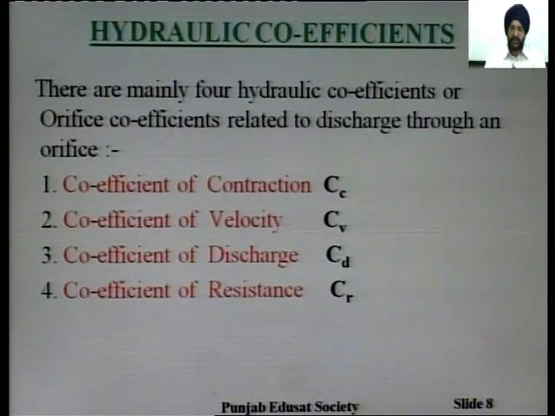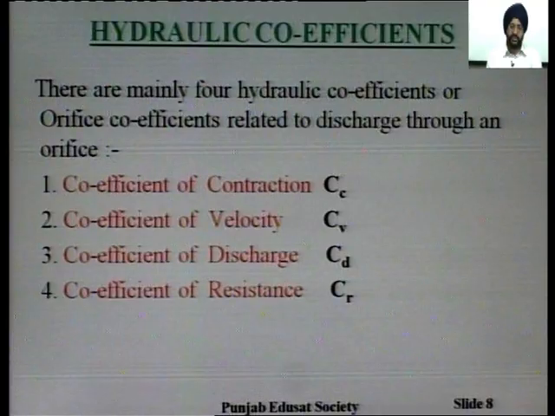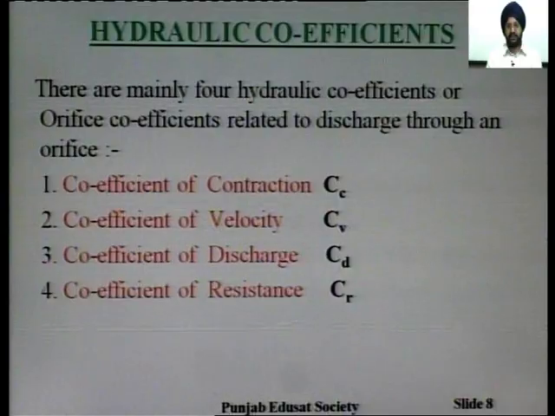Now, I am interested to discuss some of the hydraulic coefficients which are very important as far as flow measurements are concerned. There are mainly 4 hydraulic coefficients, or orifice coefficients, related to discharge through an orifice. These 4 coefficients are the coefficient of contraction Cc, the coefficient of velocity Cv, coefficient of discharge Cd, and coefficient of resistance Cr. We will see one by one all these coefficients.